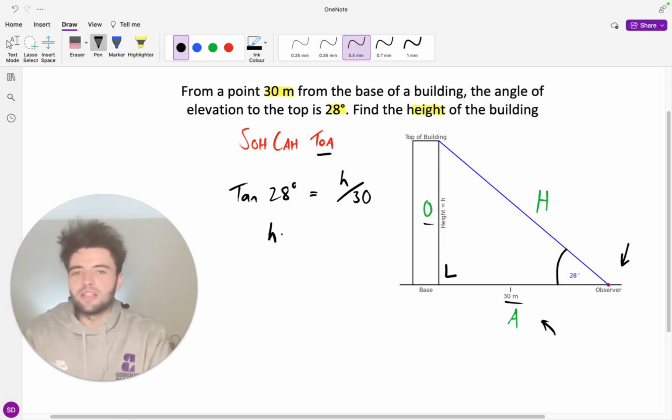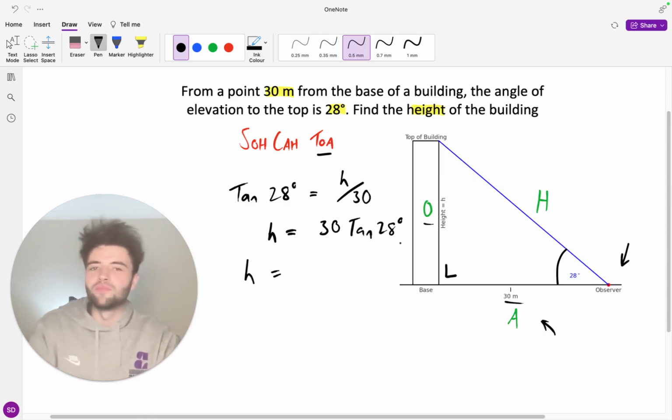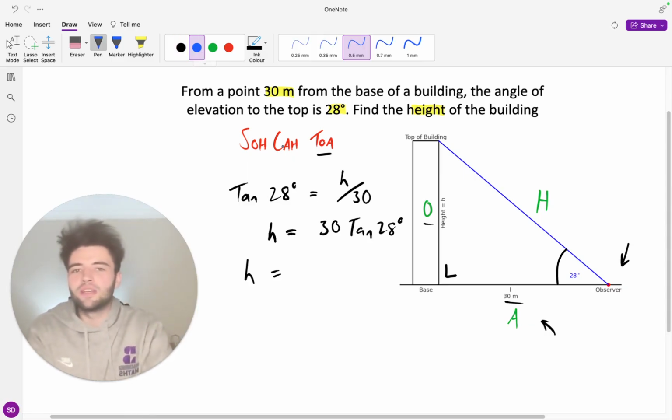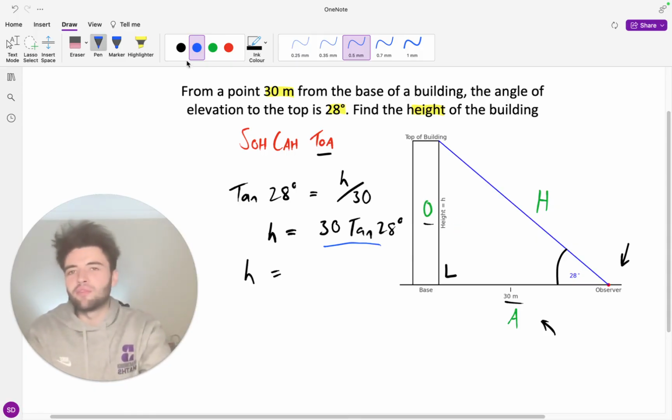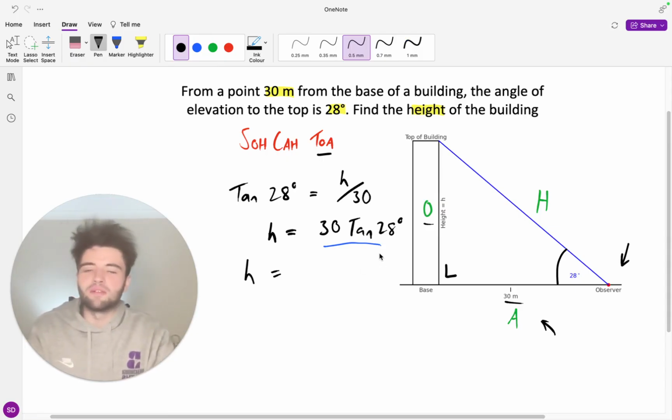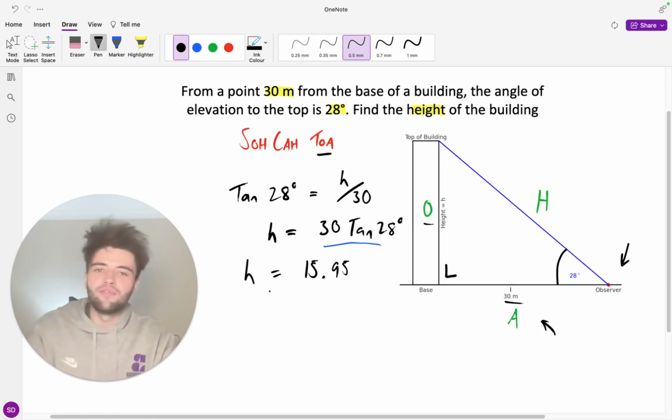And now our job is basically to get h on its own. So we're going to have h is equal to 30 tan 28 degrees. Now that we've got h on one side, we can simply plug this quantity into our calculator, so we plug in 30 times tan 28. Just be careful that your 30 doesn't end up inside the tan, because that would give you a different answer. But when we plug this in, we're going to get an answer of 15.95.